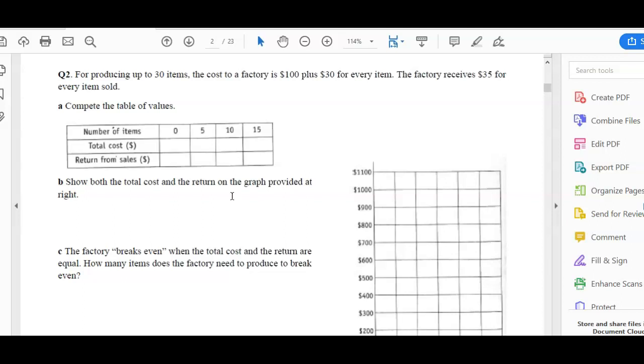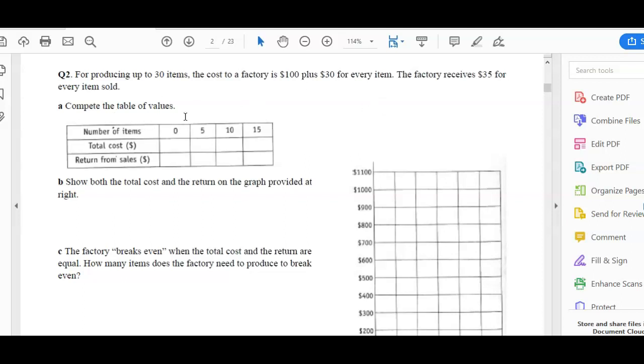Okay, so question 2: for producing up to 30 items, the cost to a factory is $100 plus $30 for every item. So the cost is $100 no matter what, but every item is $30. If it was one item, it would be 100 plus 30. If it was 2 items, it would be 100 plus 30 times 2, which is 60, so 160, and so on. The factory receives $35 for every item sold. This is kind of like the break-even stuff that we did last lesson.